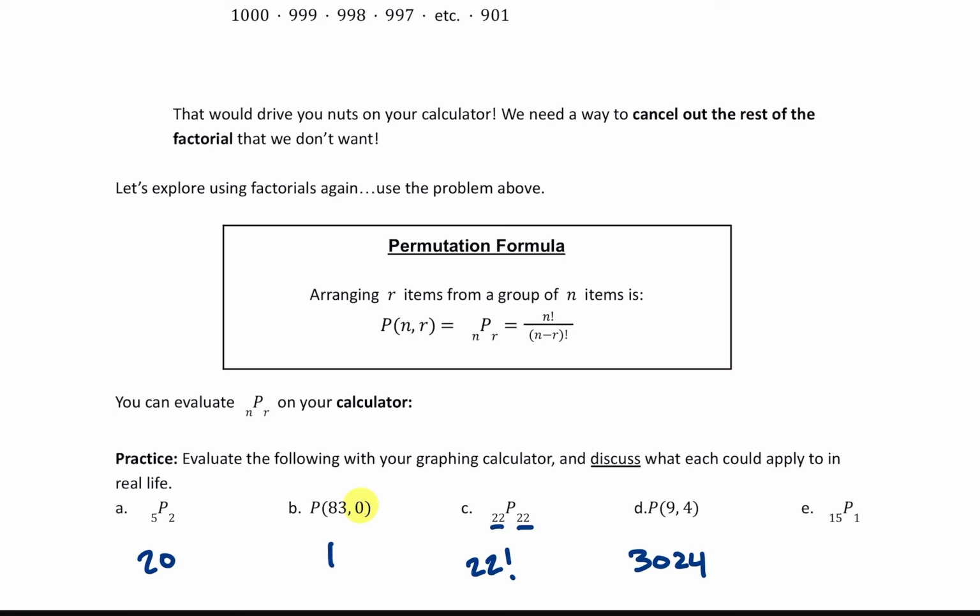Okay, now 15 nPr 1, that will actually give us 15. And this kind of makes sense if we think about it, because if we have 15 cookies or 15 books, for example, and we want to choose one of the books, then we only have 15 that we can choose from. So anytime it's 15 nPr 1, the answer will always just be your first number.